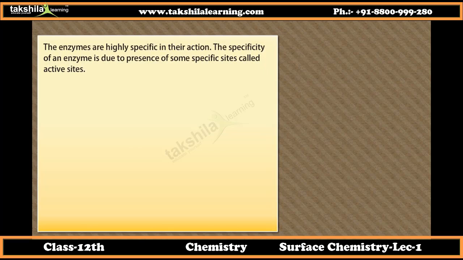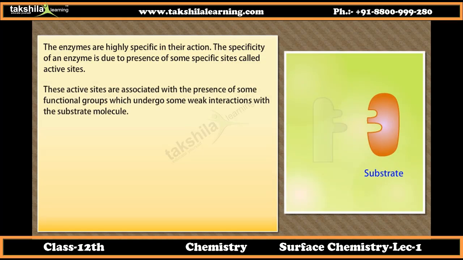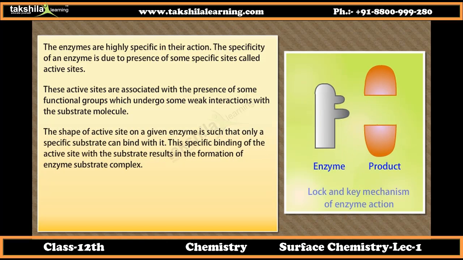The enzymes are highly specific in their action. The specificity of an enzyme is due to the presence of some specific sites called active sites. These active sites are associated with the presence of some functional groups which undergo some weak interactions with the substrate molecule. The shape of the active site on a given enzyme is such that only a specific substrate can bind with it. This specific binding of the active site with the substrate results in the formation of enzyme-substrate complex.